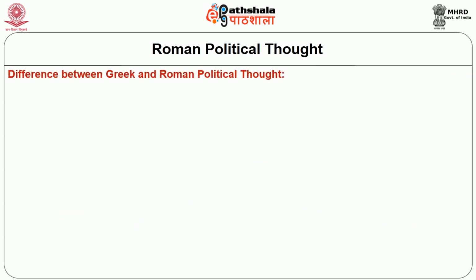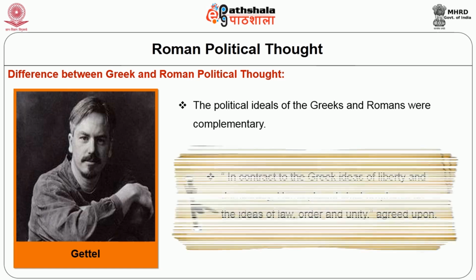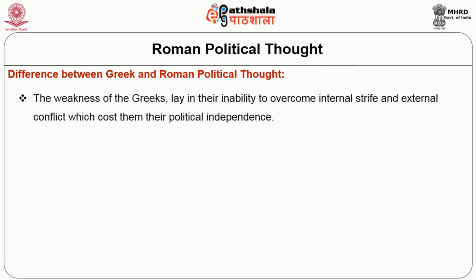Differences between Greek and Roman political thought. Gettel remarks that the political ideas of Greeks and Romans were complementary. He observes that in contrast to Greek ideas of liberty and democracy, Rome placed chief emphasis on the ideas of law, order, and unity. The weakness of the Greeks lay in their inability to overcome internal strife and external conflict, which cost them their political independence.